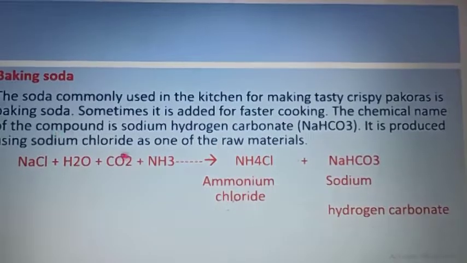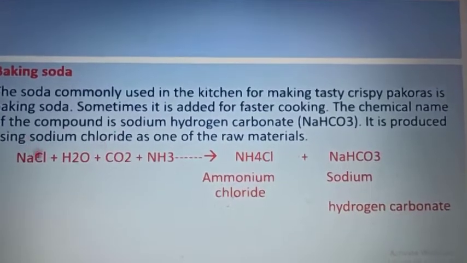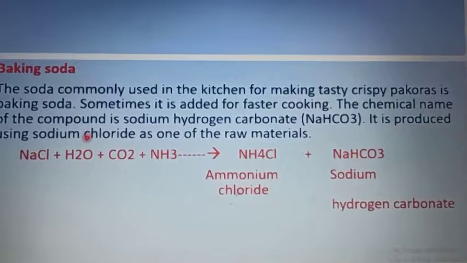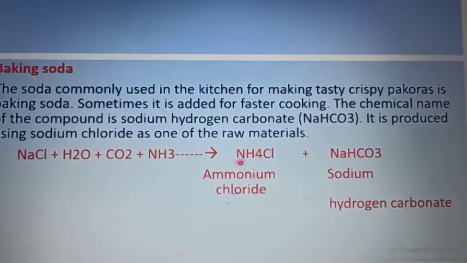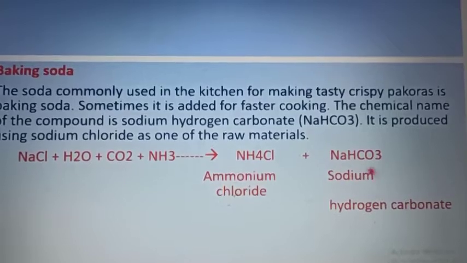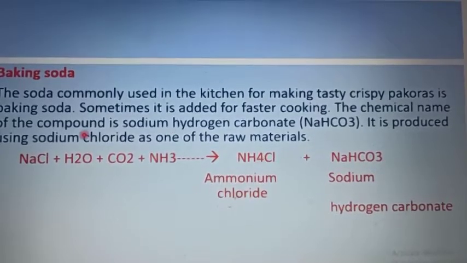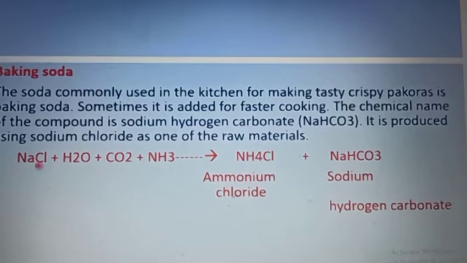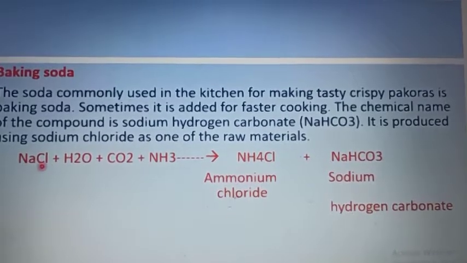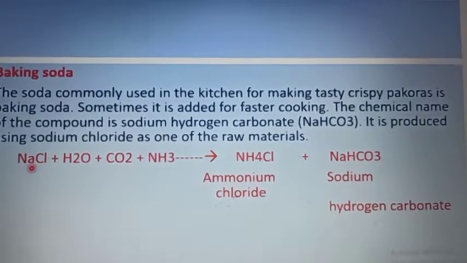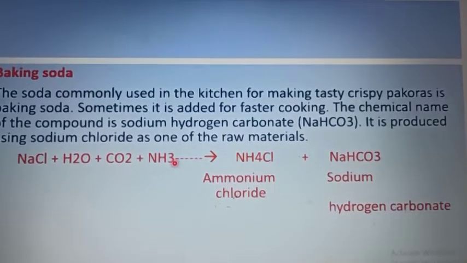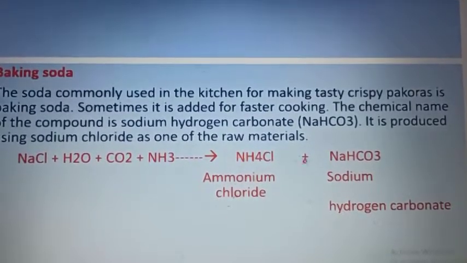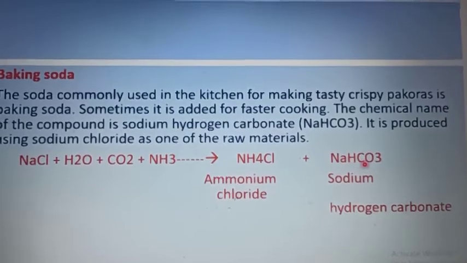You have seen that this sodium chloride is the raw material for the preparation of caustic soda also, that is sodium hydroxide. And here in the preparation of sodium hydrogen carbonate, or the baking soda, again it is a raw material. And the reaction which takes place is sodium chloride, that is NaCl, plus H2O plus CO2 plus NH3 gives NH4Cl plus NaHCO3.